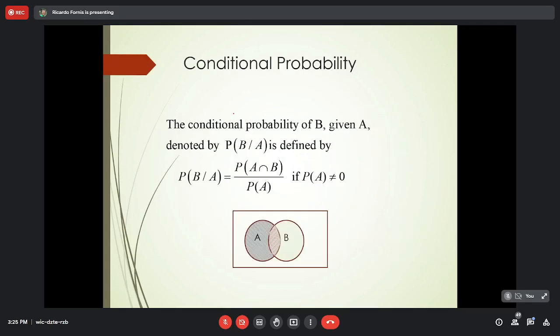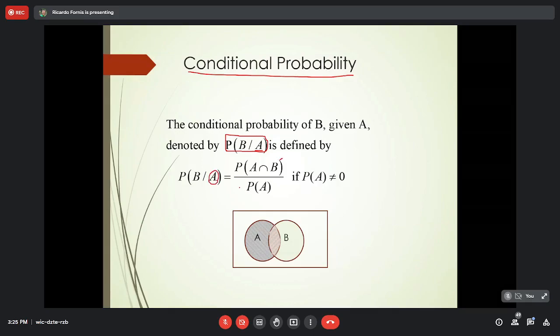Now, the conditional probability of a particular event. What do I mean by this? The conditional probability B given A, which we write in this manner, P(B|A). So you say probability B given A. That's how to read it. This symbol, I repeat, is read probability B given A. It is defined as the probability of A intersection B divided by the probability of A.